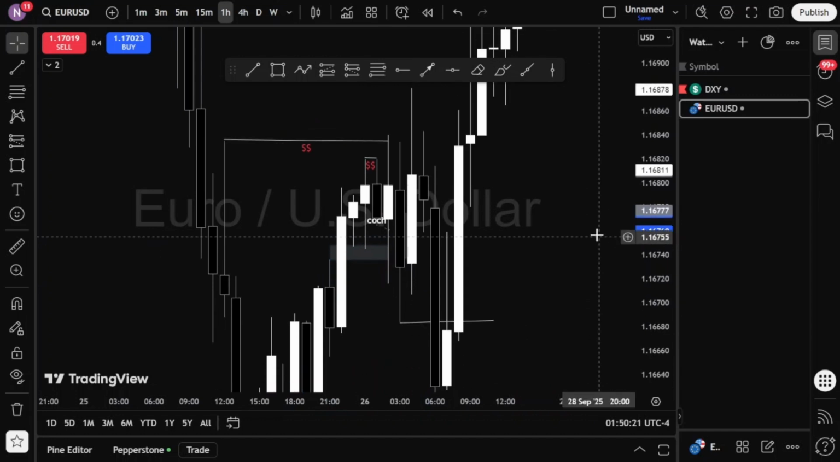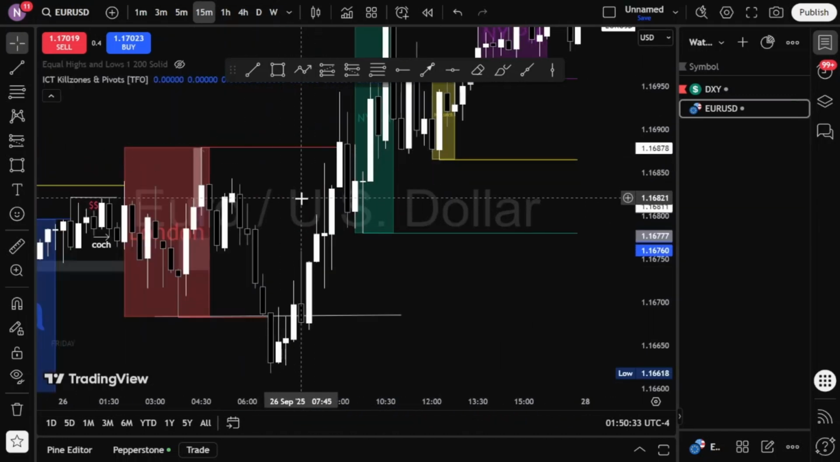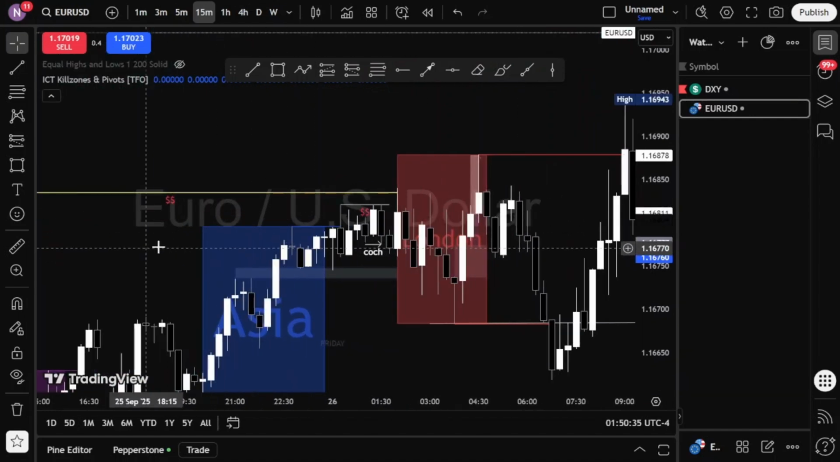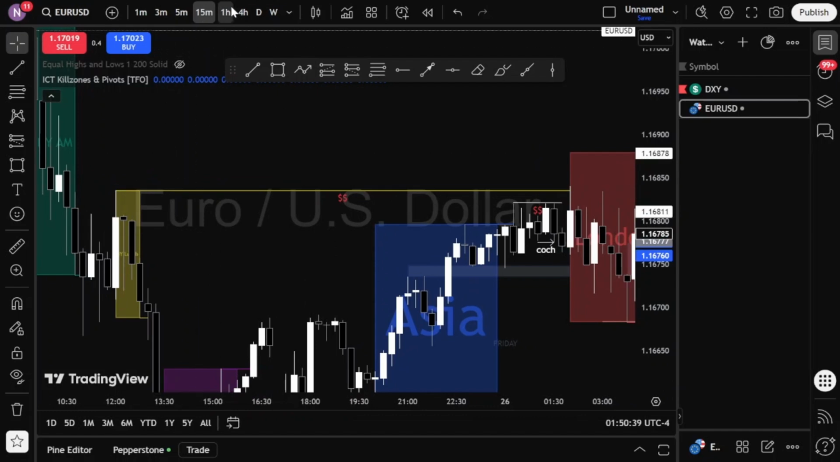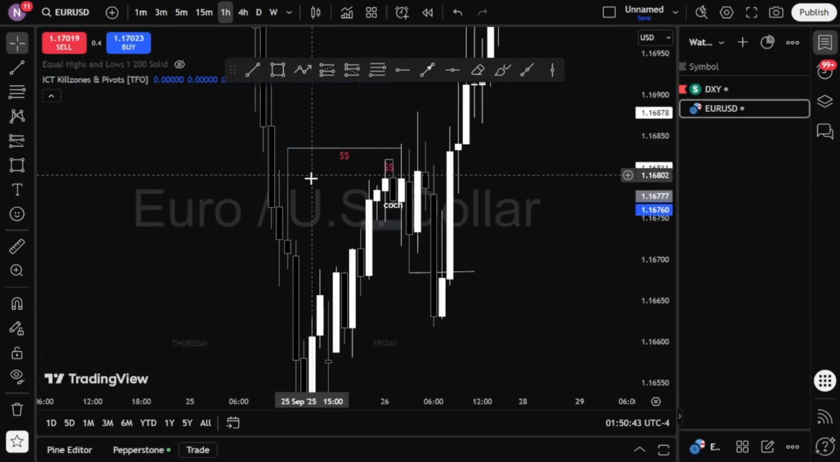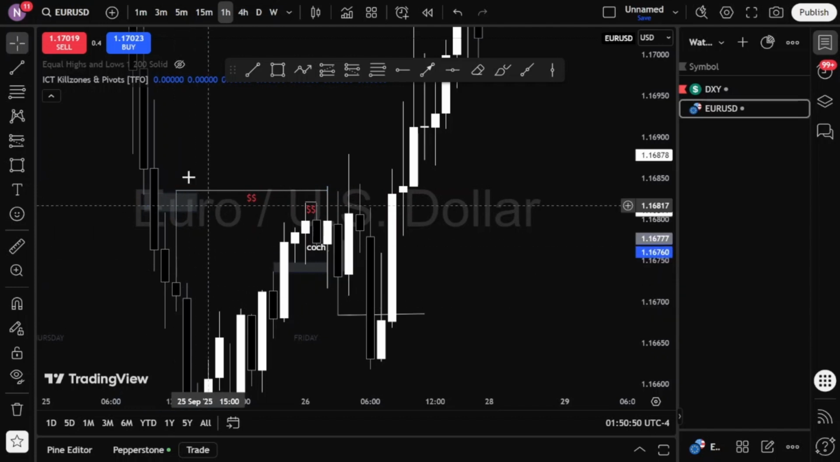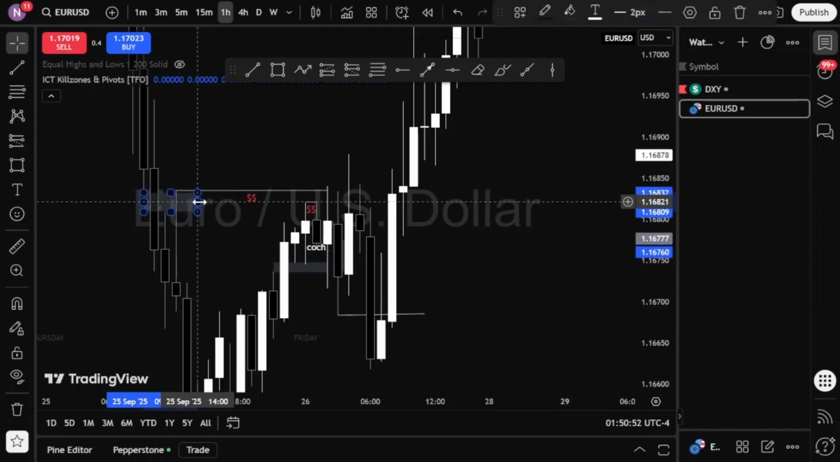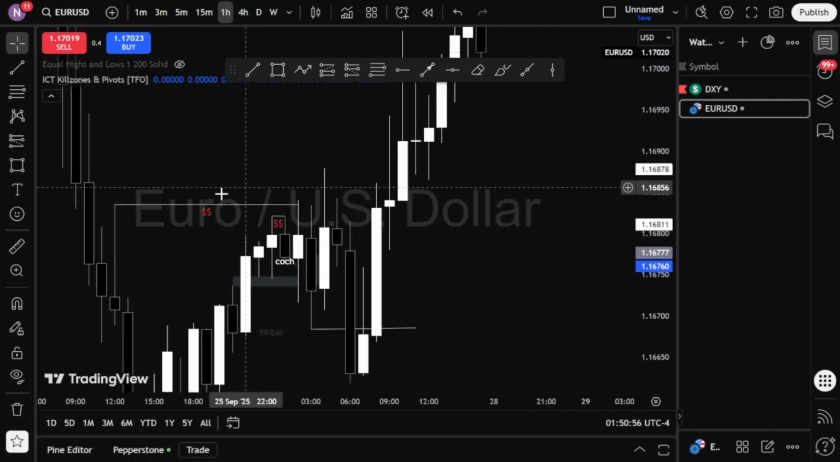My liquidity target was this point over here on the 15-minute time frame. This was the New York lunch session liquidity that I targeted, where the market tapped into this bearish fair value gap over here. You can see the market tapped into it, gave rejection, respected it, and went down. So this was the liquidity point for me, where I expected the market to tap into this and hunt down the buy side liquidity.